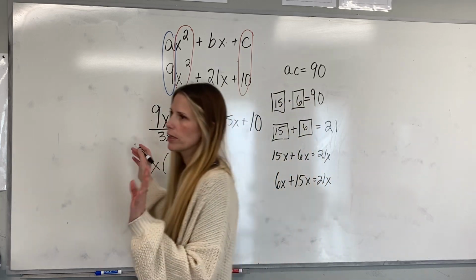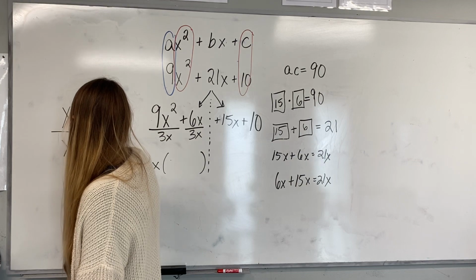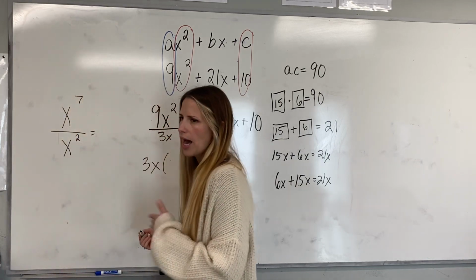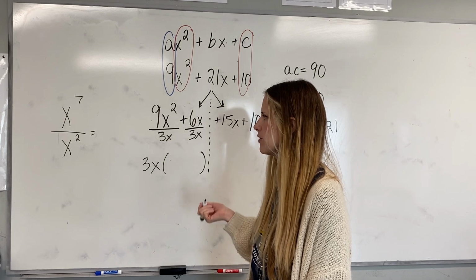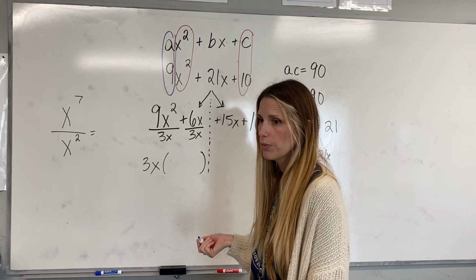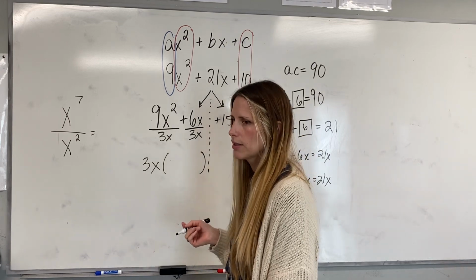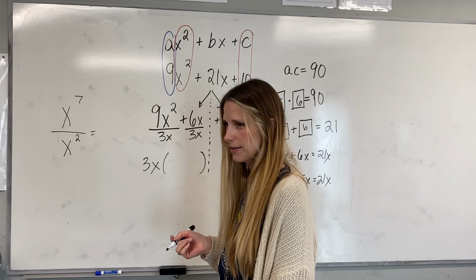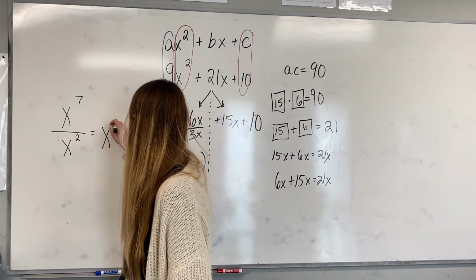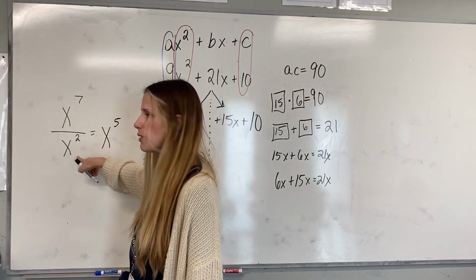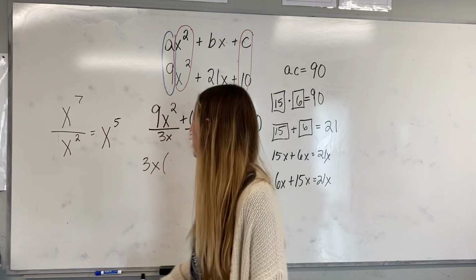For example, let me give you a totally different one. What if it was x to the 7 over x squared? What would that quotient be? X to the 7th divided by x squared. What would the rule be? You can either tell me what the answer would be or tell me what you would do to find the answer. X to the 5th? That's correct, because when you have the same bases being divided, you subtract the exponents. 7 minus 2 is 5, so that's correct.